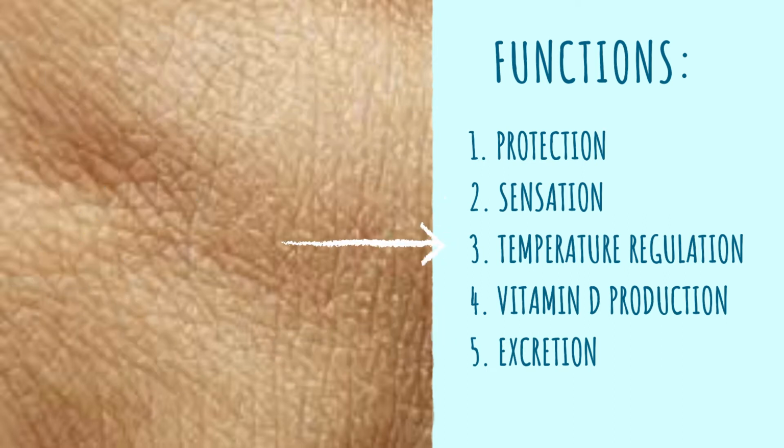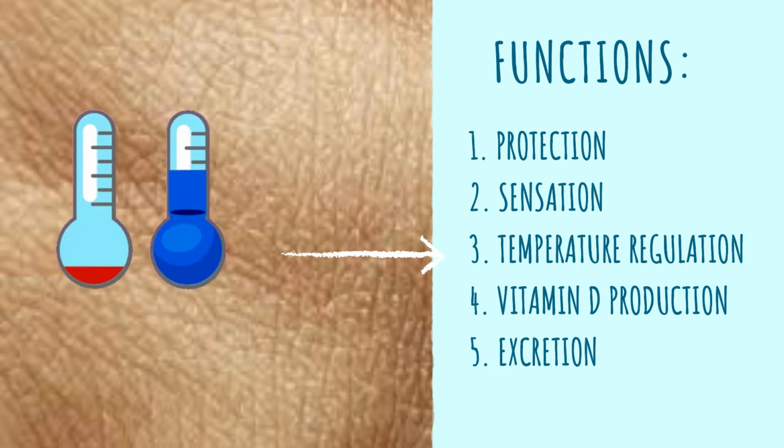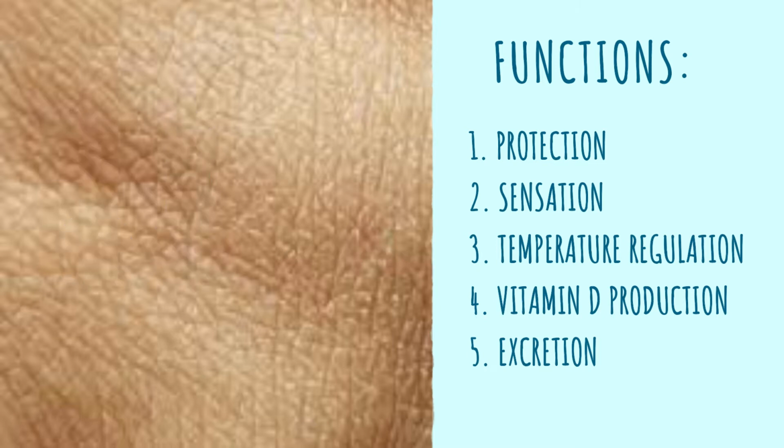Third, we have temperature regulation. The amount of blood flow through the skin and the activity of the sweat glands help regulate the body's temperature. This will aid in body heat loss or heat retention and is controlled by the nervous system.